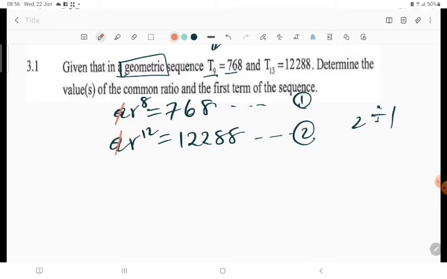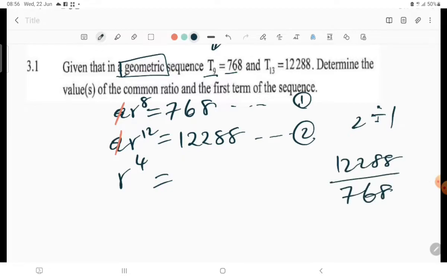Of course, when you divide, these two a's are going to cancel each other. Then you will be left with R to the power of 12 minus 8, which is just going to be 4, is equal to 12288 divided by 768. So you are going to get, yes, 16.